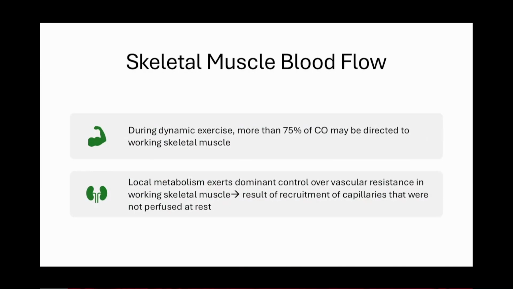Skeletal muscle blood flow during dynamic exercise: 75% of our cardiac output goes to your skeletal muscles. And local metabolism also exerts some control here. So when you start exercising, you recruit capillaries that weren't doing anything at rest. You recruit them, they open up, more blood flow goes to the tissue. We have the capillaries there, we just don't need the extra blood flow at rest. But when you start exercising, all those little capillaries open up to feed all those muscular beds to get more blood, deliver more oxygen or glucose to your muscles.